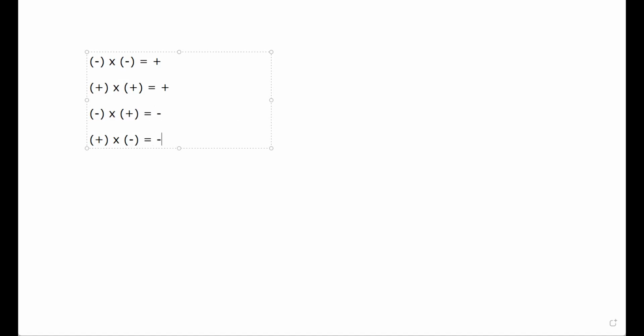So always remember that when two signs are different, you always get the negative sign, and when the two signs are the same, you always get the positive sign. As you can see, when two negatives are multiplied, we get the positive sign. So I hope you get the point. So question number 1 is solved now.